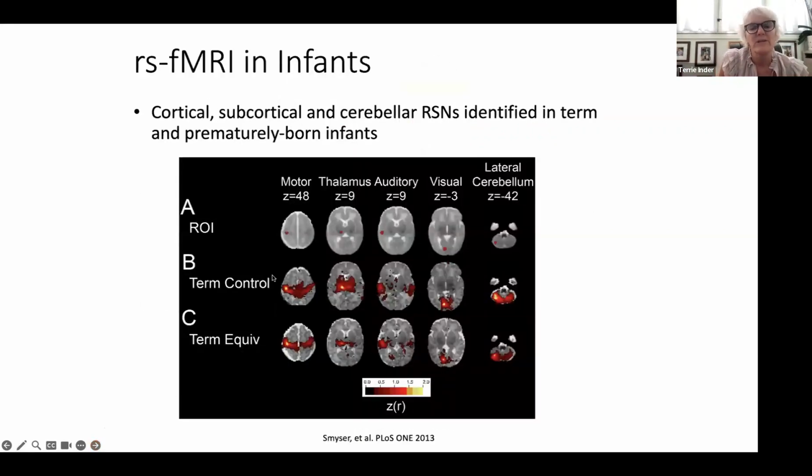So when you look at premature babies and term control babies, it's really interesting. Just putting an ROI in the motor cortex of a healthy term baby, the other motor cortex lights up. In the term equivalent baby, it's trying, right? But there are certain systems that are definitely a lot less mature.